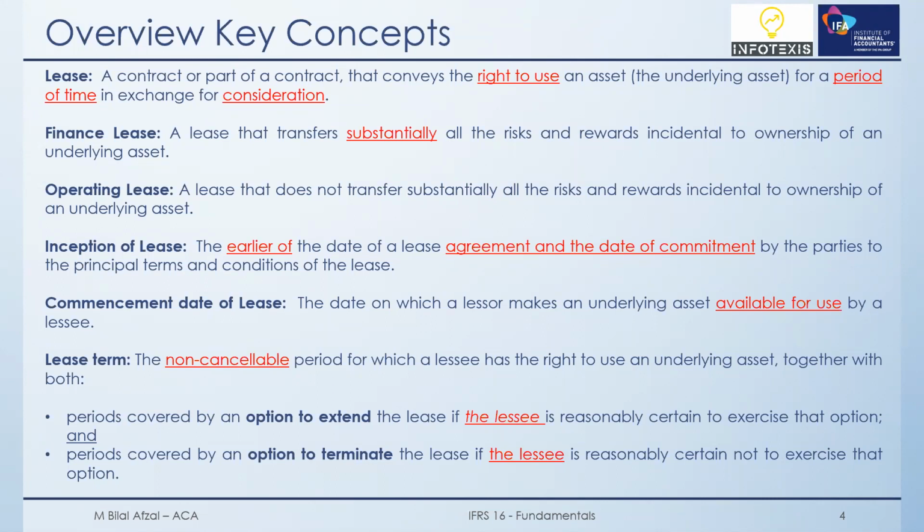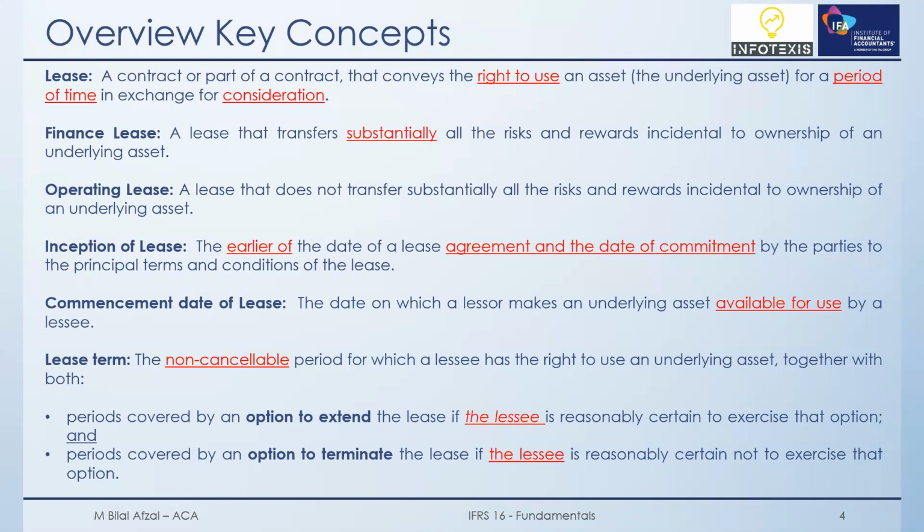Now the standard says that the non-cancelable period for which the lessee has the right to use an underlying asset, together with both. One thing, the option to extend, if the lessee is reasonably certain to exercise that option. For example, the lease contract may say that the lease has a non-cancelable period of 5 years. However, the lessee may have the option to extend for another 3 years.